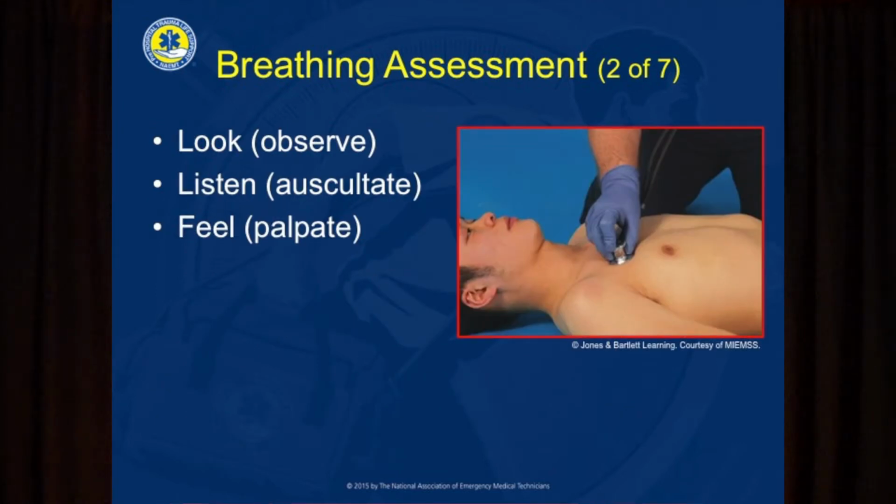You want to look at the chest rise, look at their effort, look for retractions. You want to listen to the lungs, listen anteriorly and posteriorly if possible. And you also want to feel the chest, palpate for any fractures. Is there anything wrong? Are there any areas where there's pain when you push or palpate?